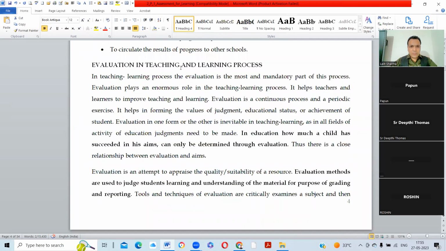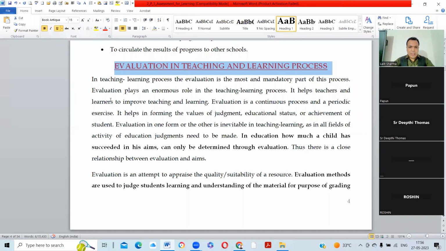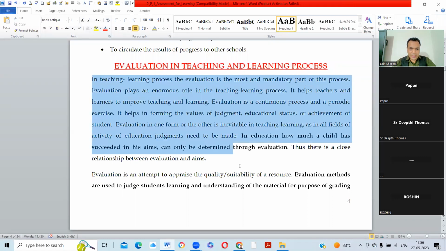Okay, so now we move to the second part, evaluation in the teaching learning process. How do we evaluate the teaching learning process? So guys, first you have to talk about it in a paragraph. In the teaching learning process, evaluation is the most mandatory part, because evaluation plays an enormous role in the teaching learning process. It helps the teacher and learner to improve teaching and learning. Evaluation, done periodically, helps in forming the value of a judgment.